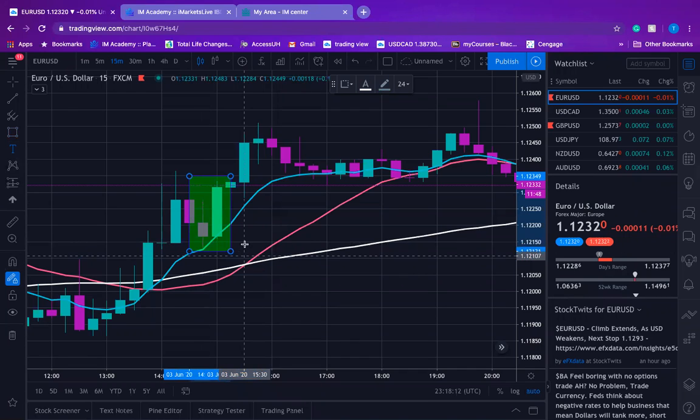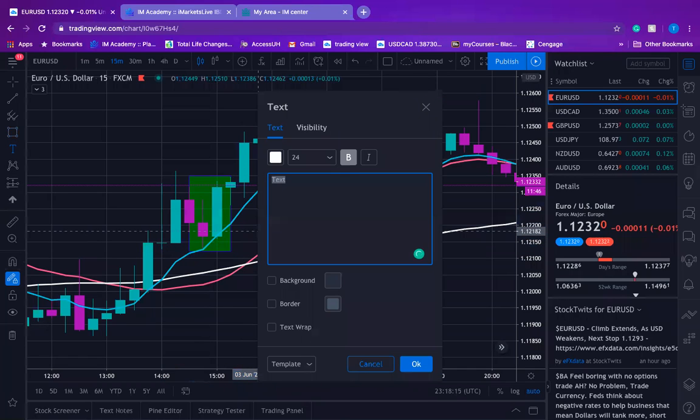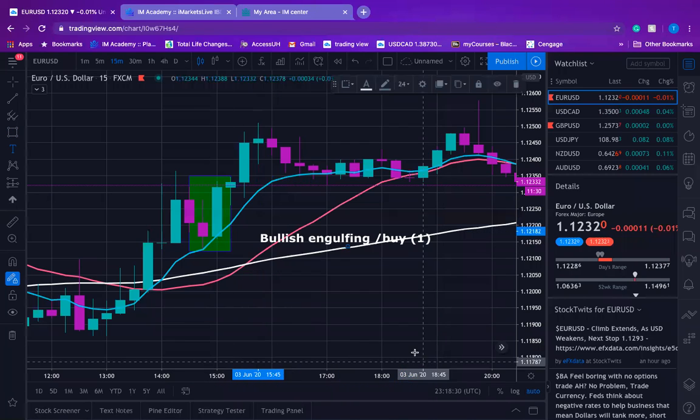Cool. It's called a bullish engulfing. This is going to be our first one for buys, so I'm going to do buy 1. When you're looking for a buy, this is one of the candlesticks you're looking for to get into the market. This is one of your entries for a buy, right?